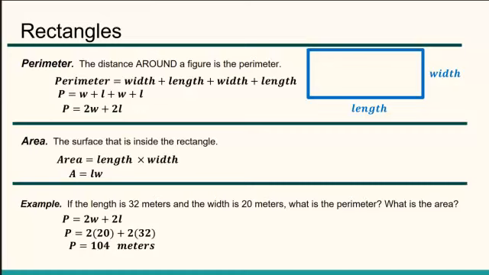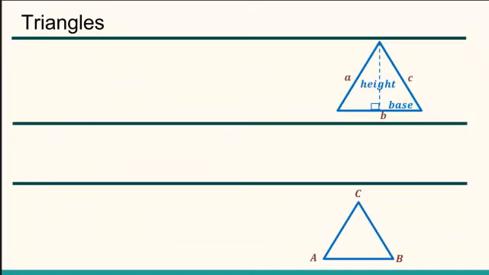All right, so that would be how far I'd have to walk if I walked all the way around. The area is length times width. That would be 32 times 20. So 32 meters times 20 meters is 640 meters squared. That would be the amount of carpet that I would need, 640 square meters if I was to carpet this rectangle.